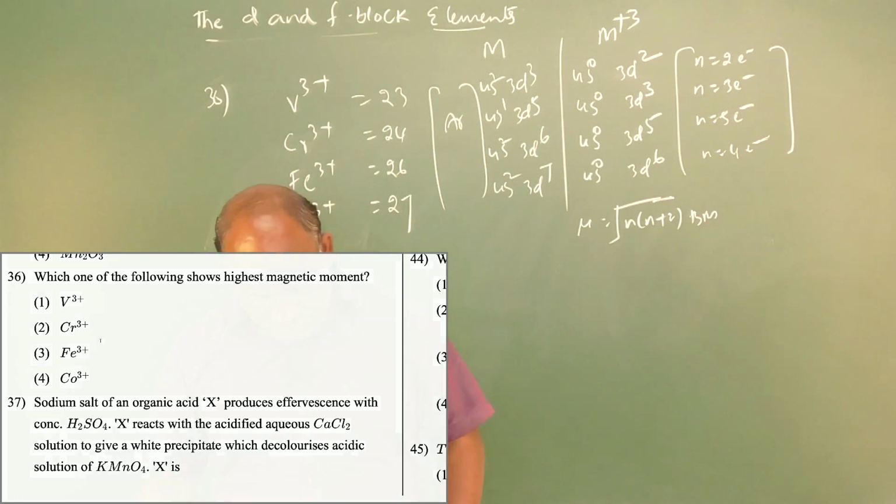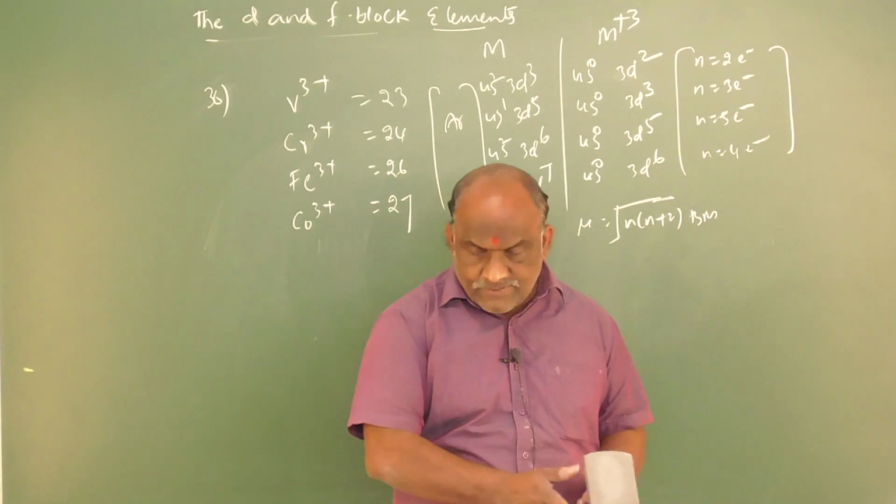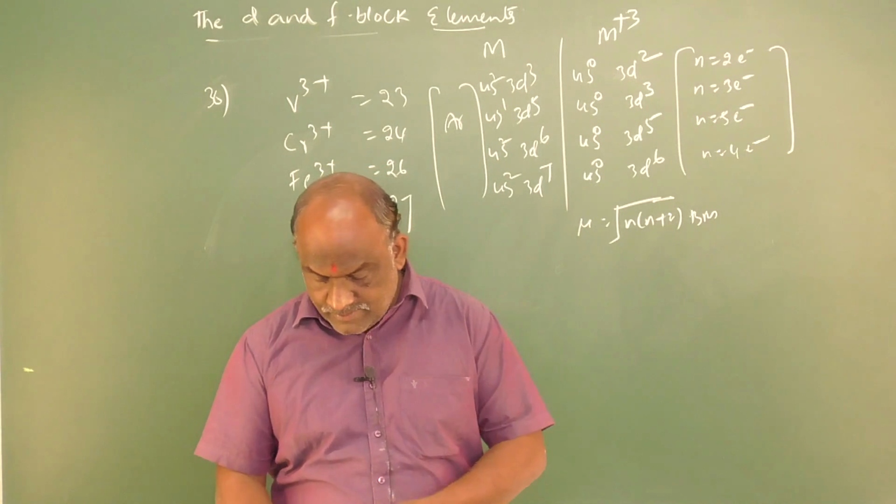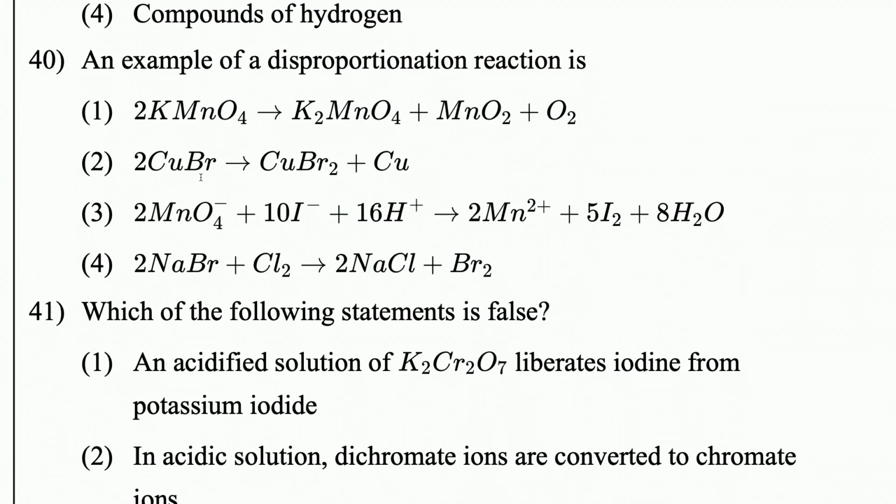After question number 36, the next one, question number 37, is not there. Question number 40: an example of a disproportionation reaction.